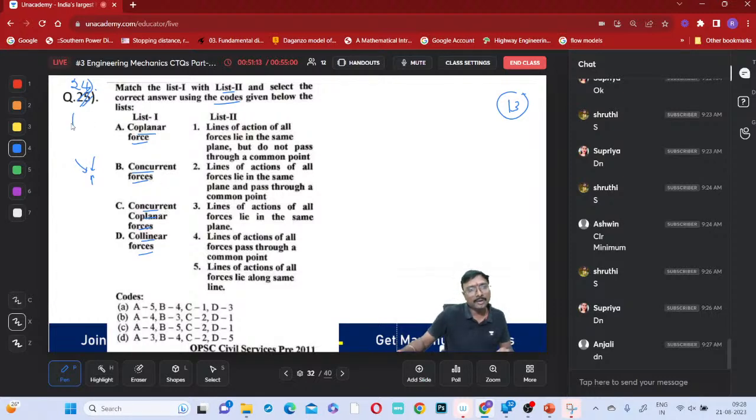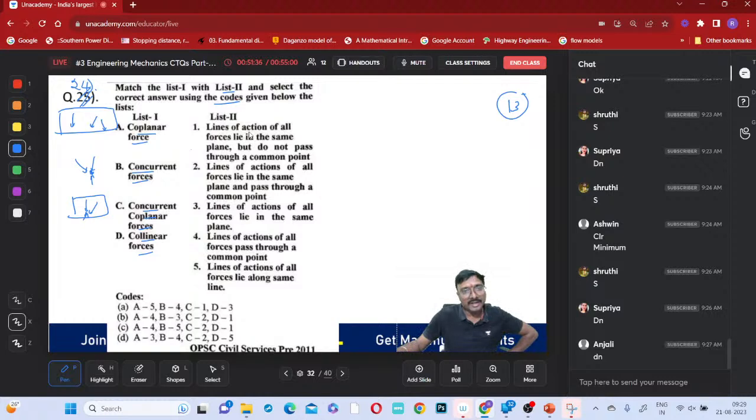Coplanar means all forces need not be meeting at the same point, but they must be present on the same plane. Concurrent and coplanar forces will be present on the same plane at the same time, all meeting at the same location. Collinear, like that, all are present on the same line.